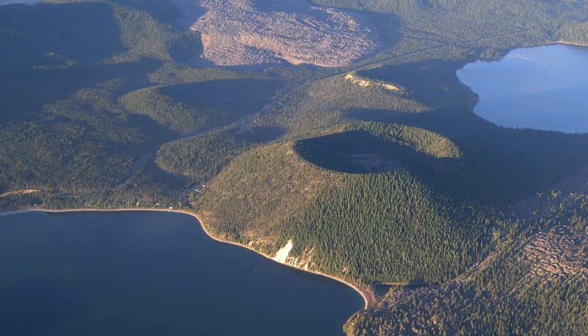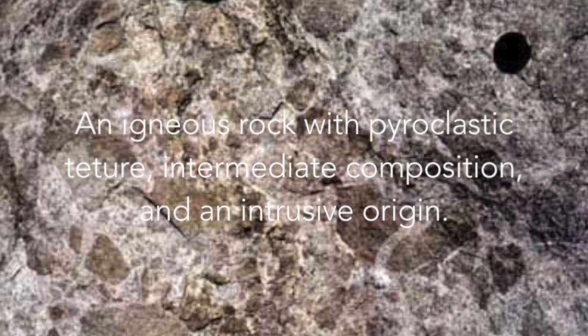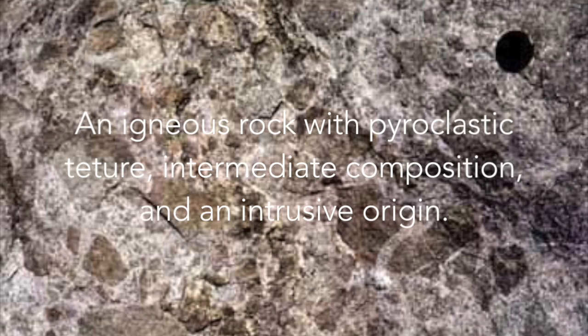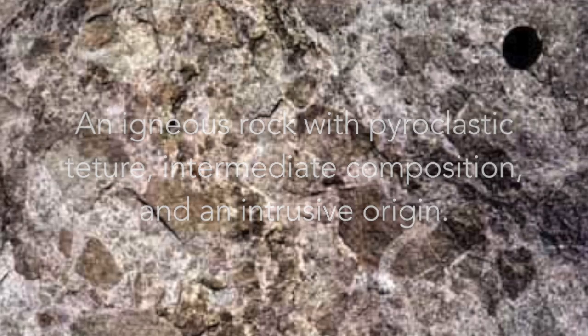A few of the rocks that are found in the Challis volcanics are as follows. Tuff breccia and lithic tuff. Tuff is an igneous rock with pyroclastic texture, intermediate composition, and an intrusive origin. The Challis volcanics contain 2 types of tuff.